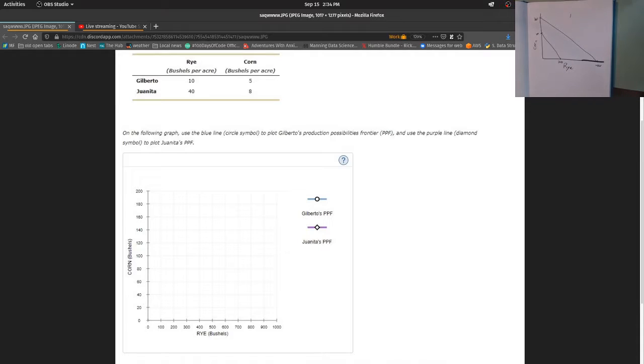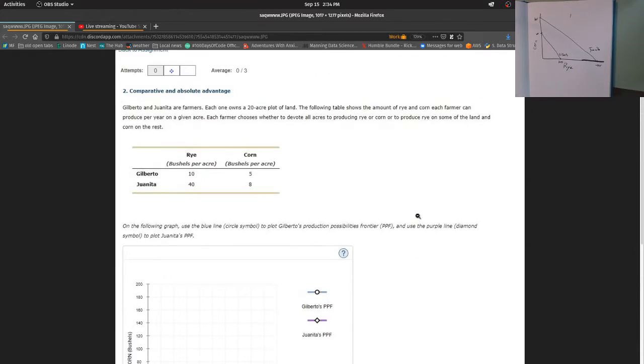Now, to the extent this is to scale, this kind of looks like it's pointing up this way. So my first instinct, without thinking too hard about the numbers, is that Gilberto has comparative advantage in producing corn, and Juanita has comparative advantage in producing rye. So this is basically what the PPF should look like.